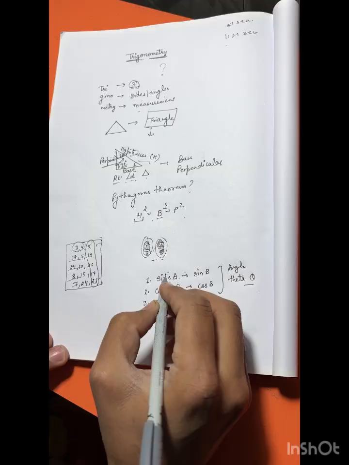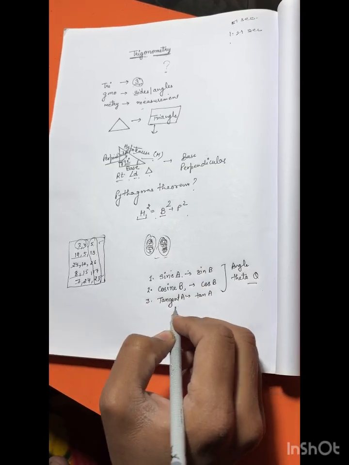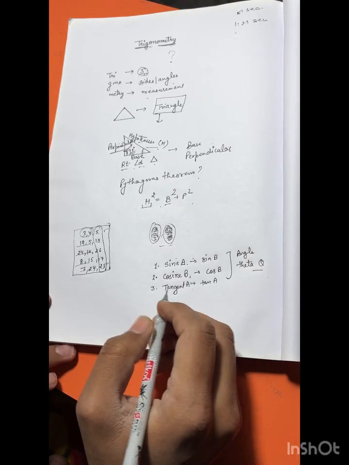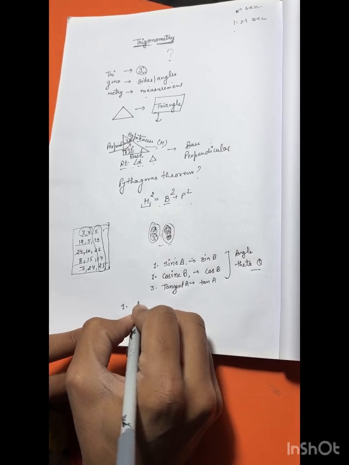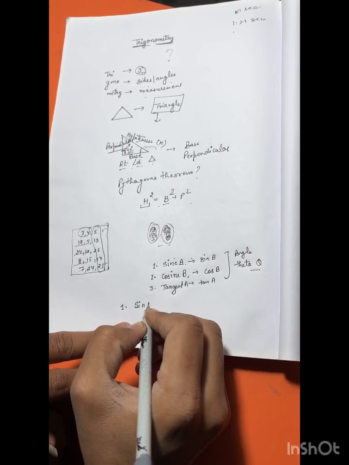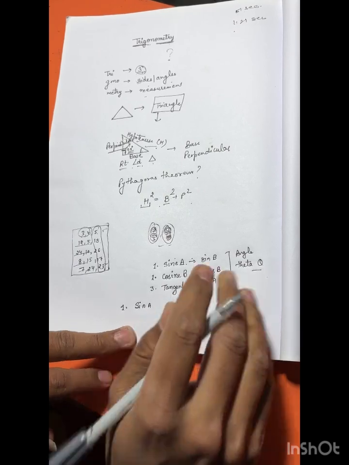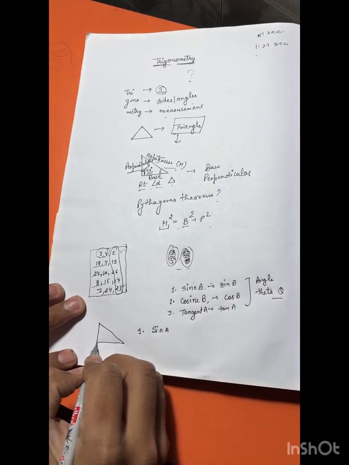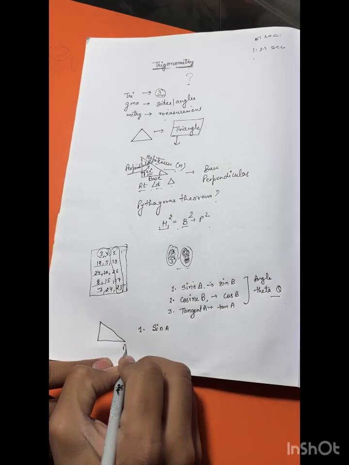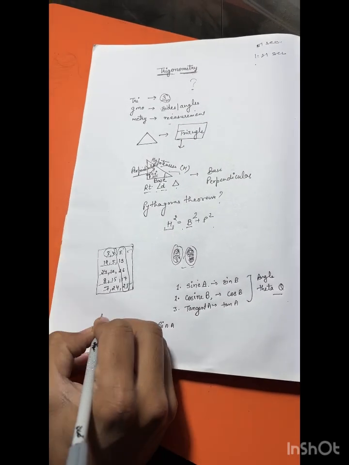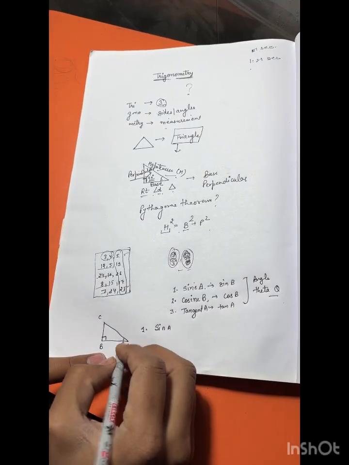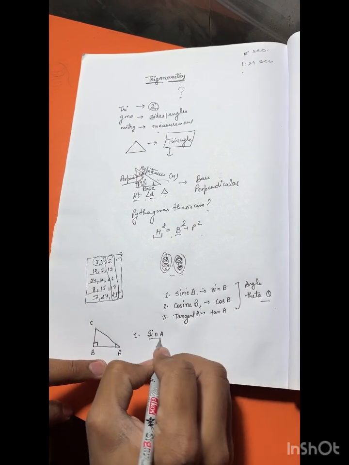So first we are learning about these three, then we will learn about their opposites. Got it? So the first is sine A. What is meant by sine A? Let us consider a right angle triangle. Let this be our right angle triangle. This side is A, this is B, and this is C. As you know, angle B is the right angle. Got it? So what is sine A?